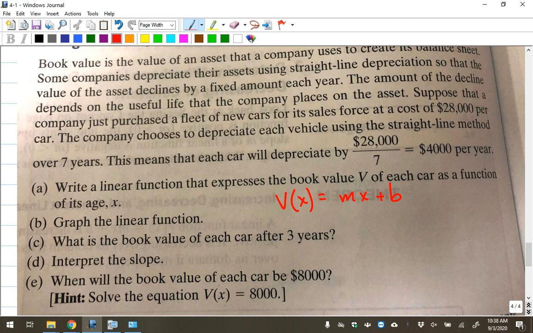The only difference is we don't have data values, like a set of ordered pairs. But they gave us some information about how they're depreciating their car. They're depreciating their car at $4,000 per year. When you see the word per, that should trigger you to think that that number is probably what? Slope. If you're depreciating, what's the slope going to be? Positive or negative? Negative. You're going to decrease the amount. Depreciation is decreasing. So our slope should be negative 4,000.